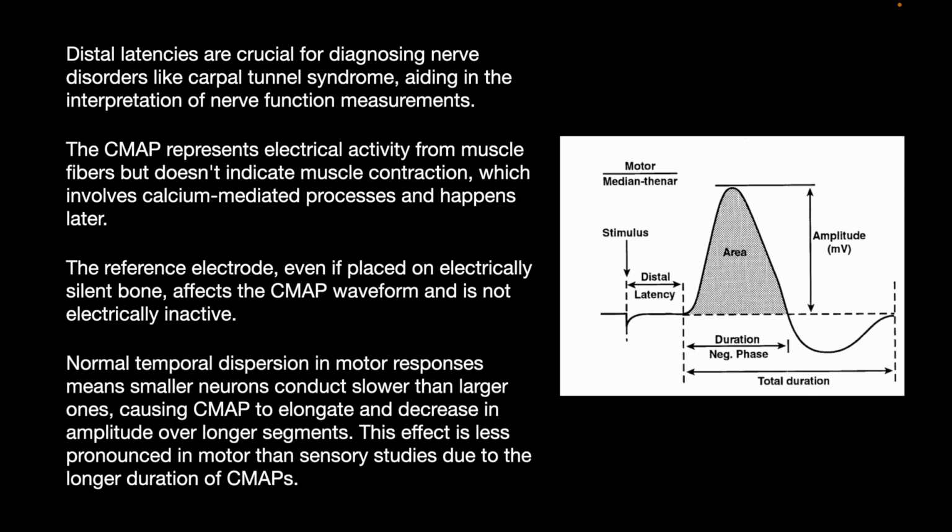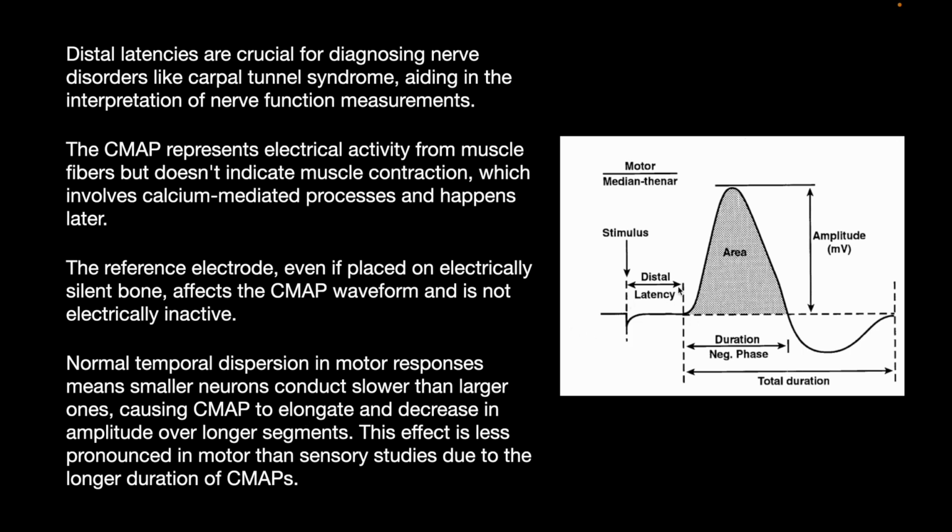Now, normal temporal dispersion in the motor responses means small neurons conduct slower than larger nerves, causing the CMAP to elongate and decrease in amplitude over a long segment. This effect is less pronounced in motor than in sensory studies due to the longer duration of the CMAP. This basically means that in CMAP, as we have seen, the area was very small. If you have a lot of small nerves which are conducting very slowly, then the area of the curve will increase, but as such the area of the motor action potential is slightly longer, so it is very difficult to detect the effects of the small nerves.